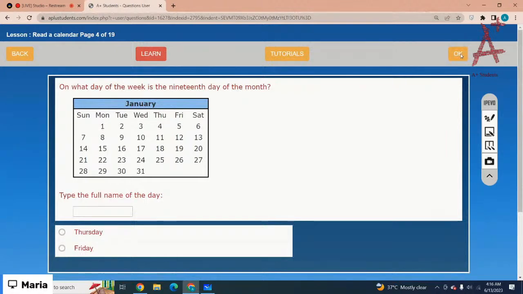On what day of the week is the 19th day of the month? Okay, type the full name of the day. So which is the day on 19th January? Here is 19th January, 19th of the month, and it would be on Friday. So the correct option is Friday. Got it?